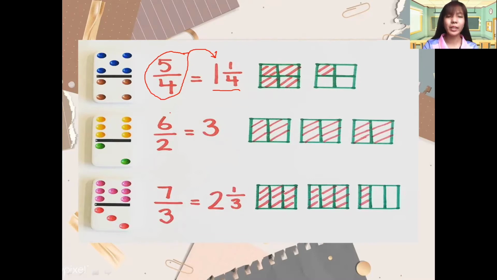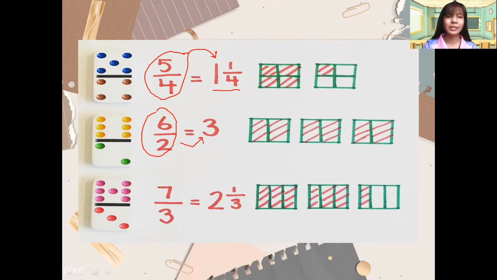So another example here. If this is your answer, 6/2, you have to simplify it. This time, with this kind of fraction, you can divide 6 by 2. Alright? So 6 divided by 2 is 3.